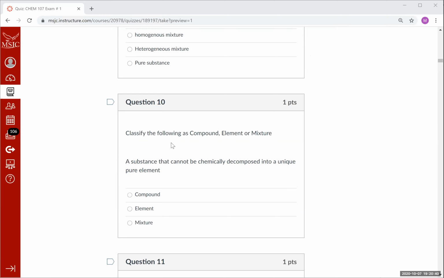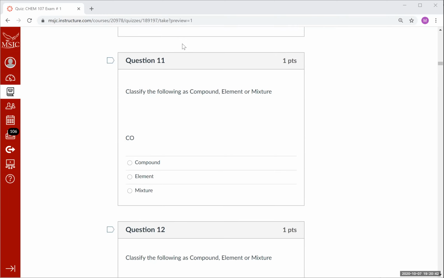So let's look at question 11, CO. I see two element symbols, 1 and 2. So then, if we have two unique element symbols, what would we call this? Compound. Yep, exactly right. So this would be a compound. We have two or more atoms of different elements chemically bonded together.